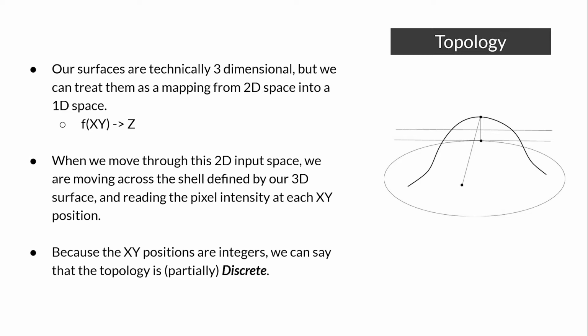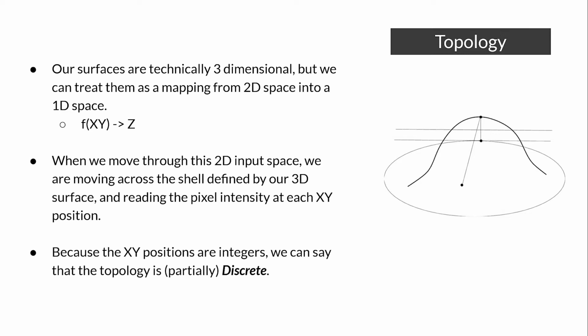So, while our surfaces are technically three-dimensional, we're going to treat them as a mapping from a two-dimensional space into a one-dimensional space. So a function from an xy position to a z position, essentially. What this does is it allows us to interpret this function as us moving through two-dimensional space and simultaneously moving across the shell of our surface, but never leaving the shell. Even as we move through the XY space, we're always still touching the shell of the surface. And so we're basically just reading the pixel intensity at each XY position.